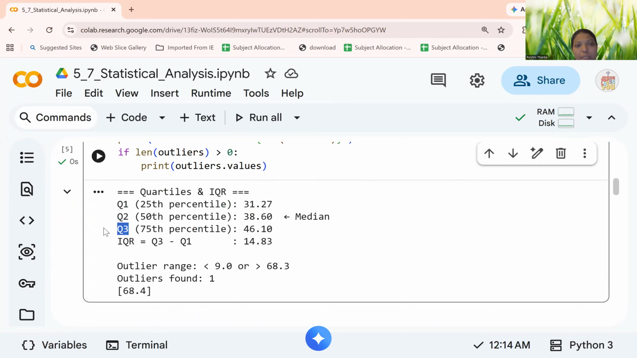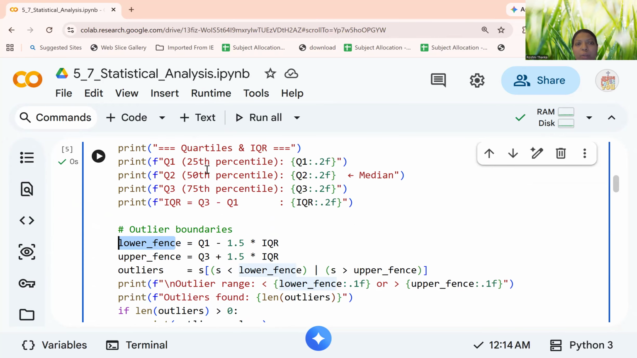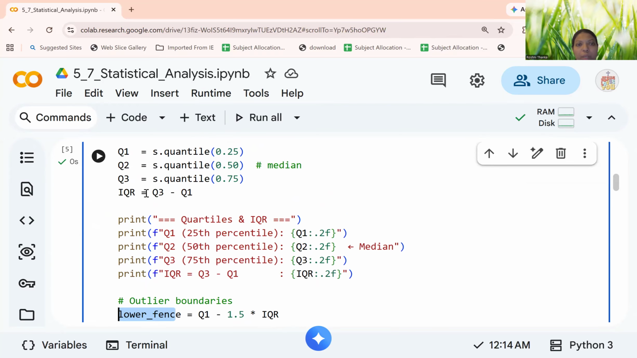Then I am subtracting Q1 from Q3, and we got 14.83. With this IQR value, we can now find the upper limit and lower limit. The values going beyond the lower limit and the upper limit are outliers. Outlier means abnormal values. So how do we find the lower limit? We have the Q1 value here.